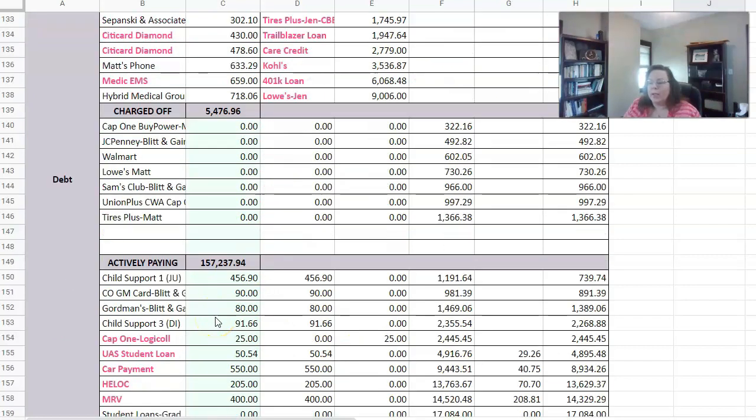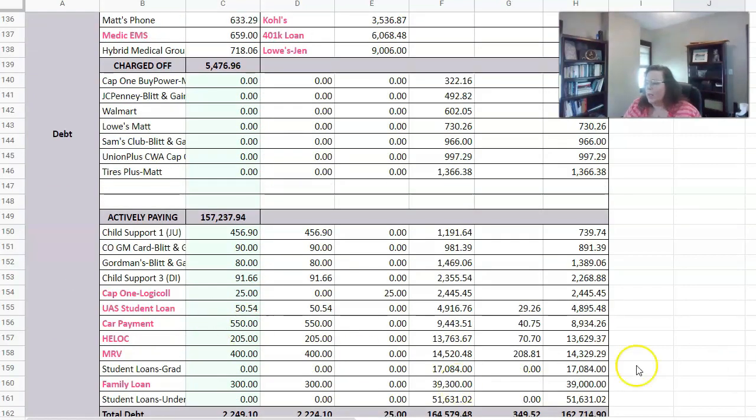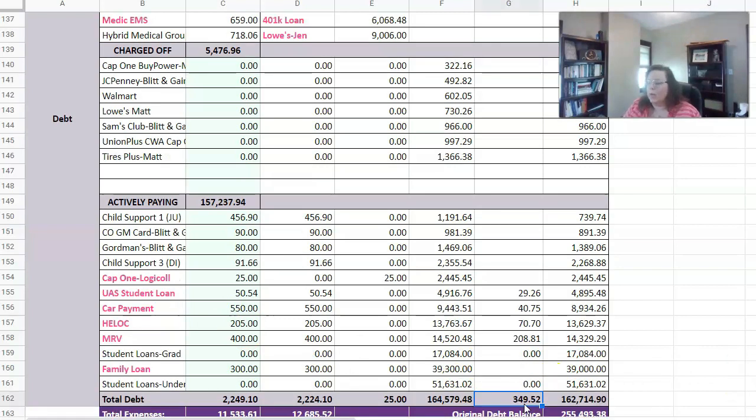But the most interesting part is our actively paying down here. And so this is where it shows exactly what we are paying on.